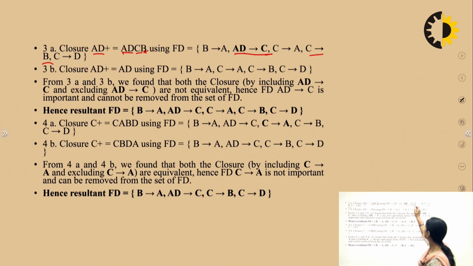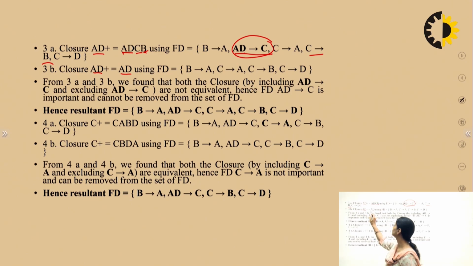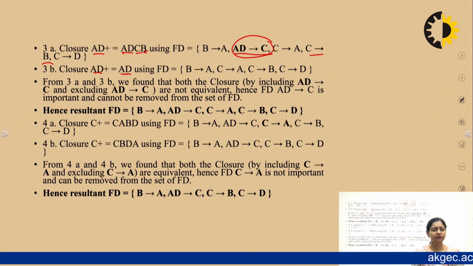Now, the next step is to remove this functional dependency and then try to find out the closure of AD. So, every attribute is a closure of itself. So, the closure of AD is AD. There is no other attribute which can be identified through AD, and hence the closure for AD remains AD itself. So, in this case, if we compare 3A and 3B, both the closures are different, and hence this is an important functional dependency which needs to be kept, and we cannot remove this.